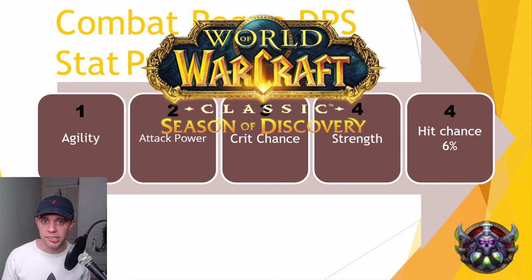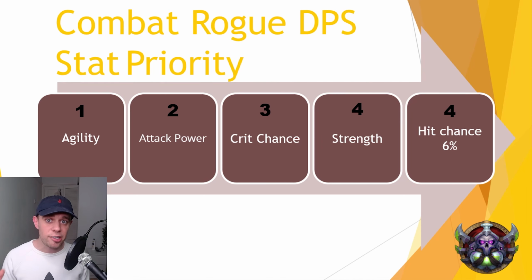So, our number one stat priority is agility. This is really good for rogues for two reasons. One, it gives us attack power. Two, it also increases our crit chance. That then is why the second stat is attack power on its own, which obviously increases our damage with our auto attacks and abilities. Then it's going to be crit chance on its own. You see now why agility is so good as number one, because it's two of them together technically.